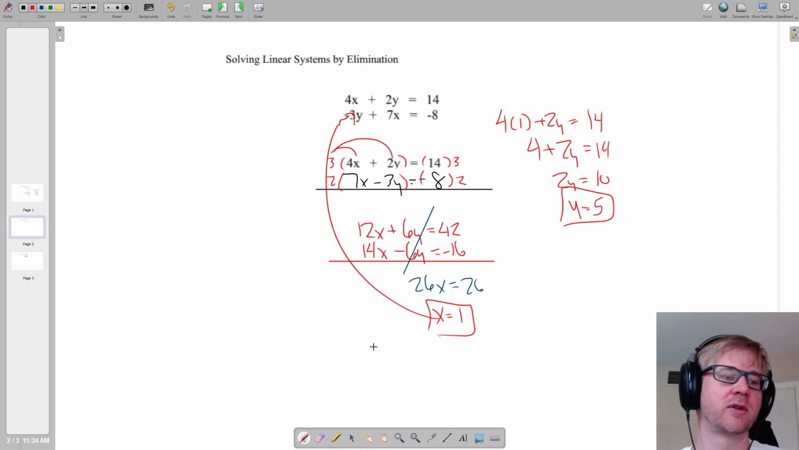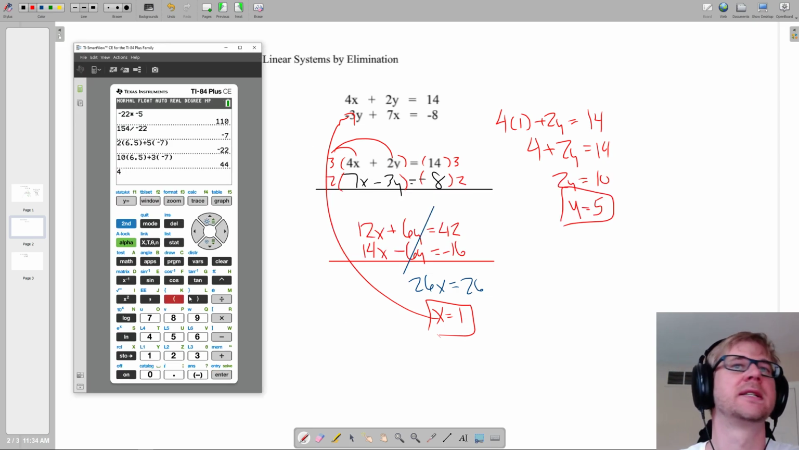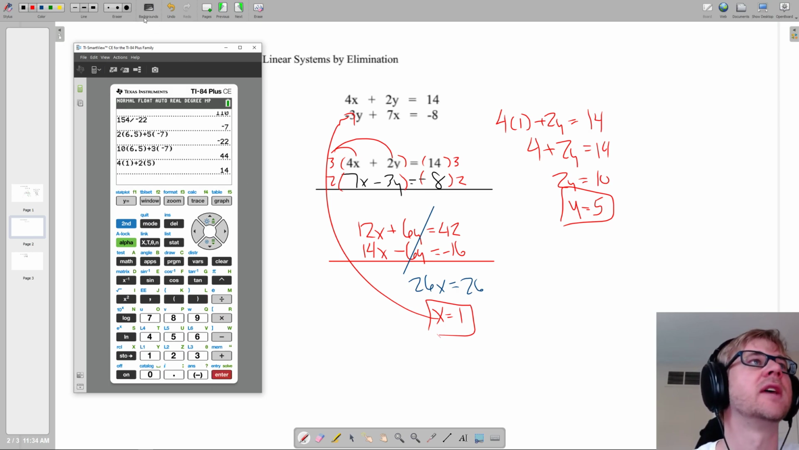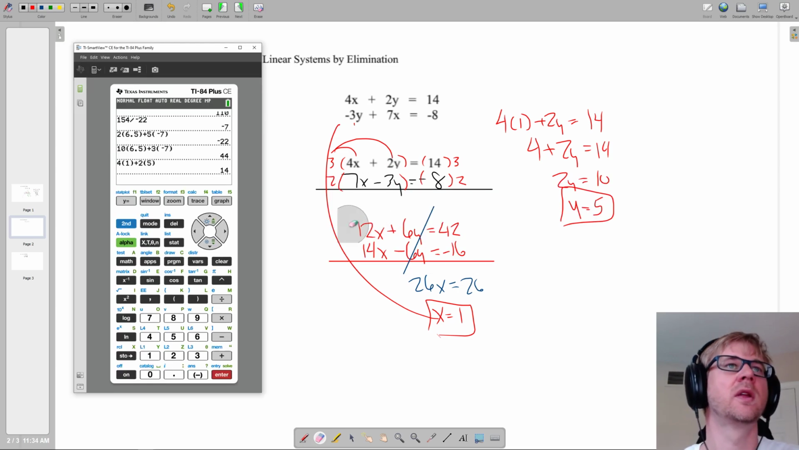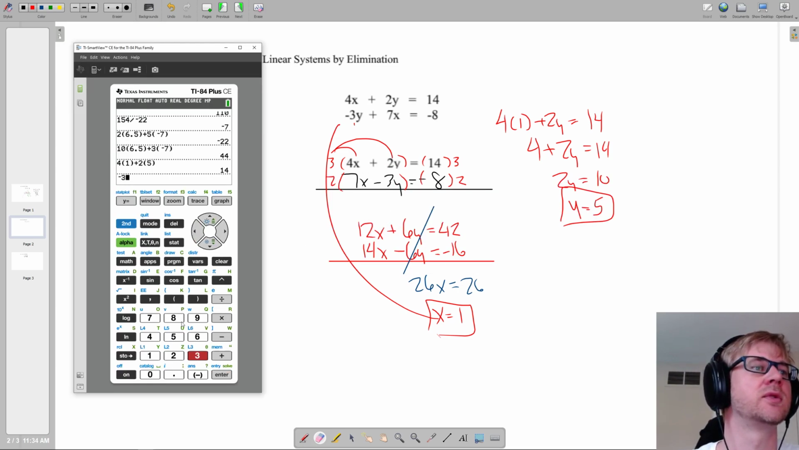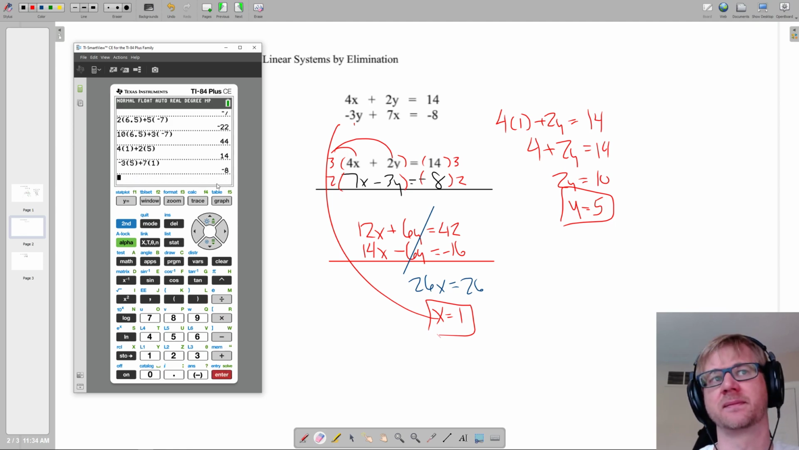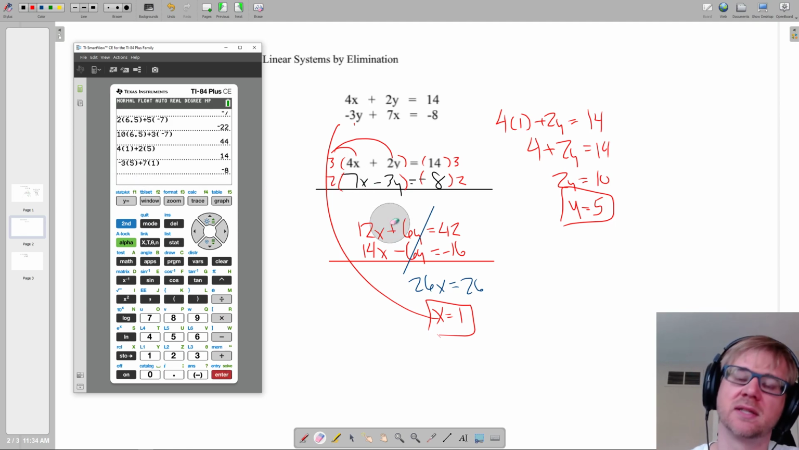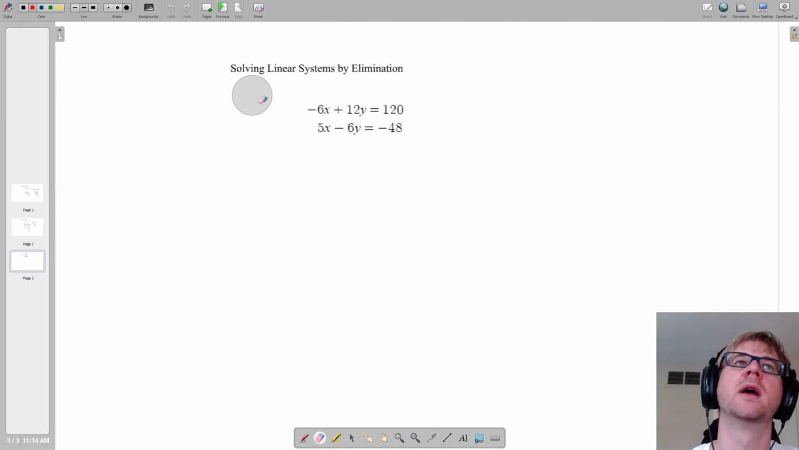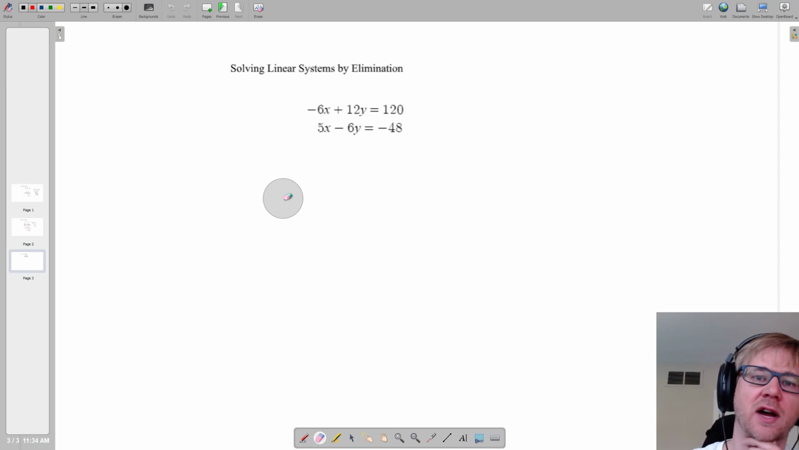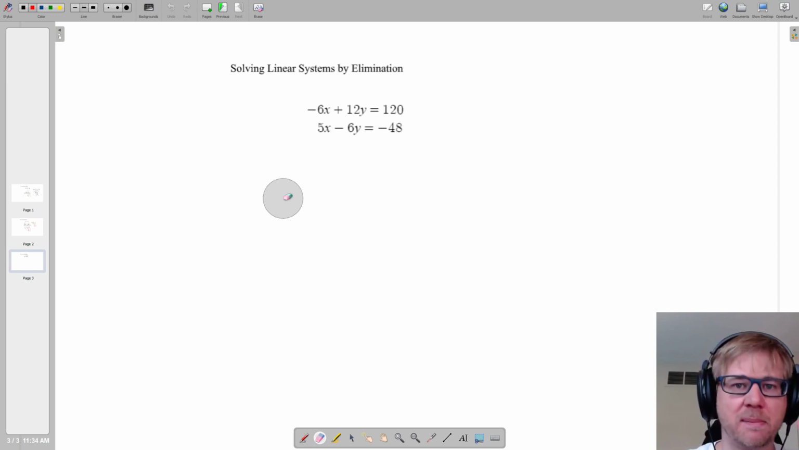But I'm going to check it in both equations to make sure. 4 times x is 1 plus 2 times y is 5. Should get 14. Yep. Second equation. Negative 3 times, be careful, y is 5, plus 7 times 1. I should get negative 8. Negative 8. Awesome. Okay. So in this problem, I had to mess with both equations so that they would be opposites. Now, we're going to do one more, but I want you to first see if you can find what you would multiply by, work the problem out, hit pause, and then come back.